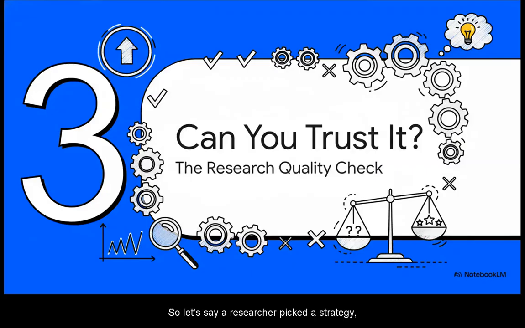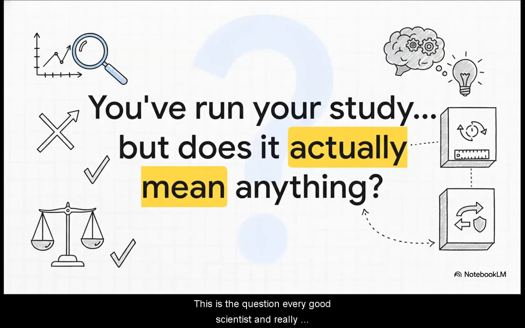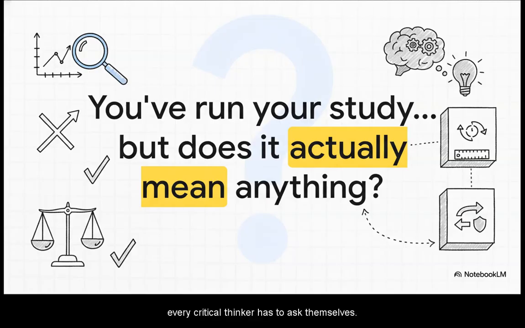So, let's say a researcher picked a strategy, ran the study, and got some results. Awesome. But that brings us to the next absolutely crucial question. Are the results any good? This is where we have to talk about something called validity. This is the question every good scientist and really every critical thinker has to ask themselves. Just because you have a result doesn't mean it's a real result or a meaningful one. You have to check its validity, and there are 2 main ways we do that.